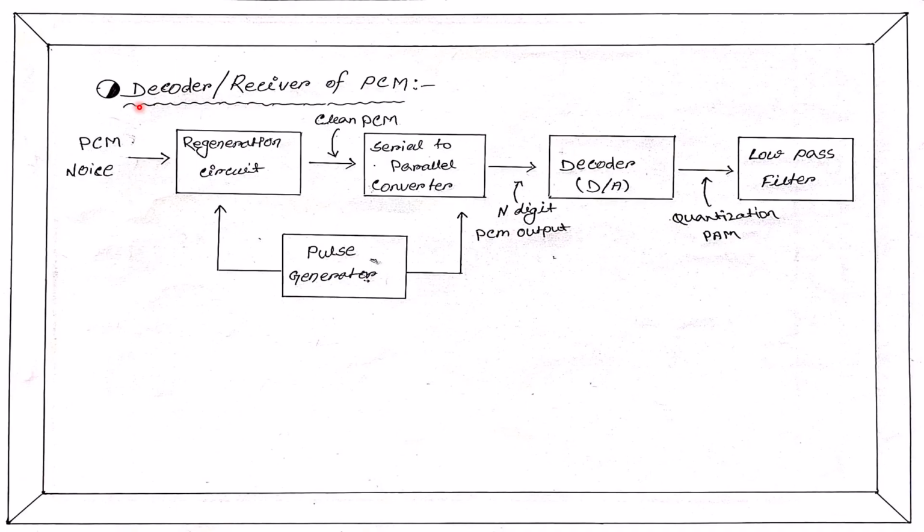Next, PCM receiver with noise. If the received PCM signal has noise, the regeneration circuit removes the noise and restores the clean PCM. Then the clean PCM is converted to parallel form, decoded back to quantized PAM, and finally low-pass filtered to obtain the reconstructed signal.